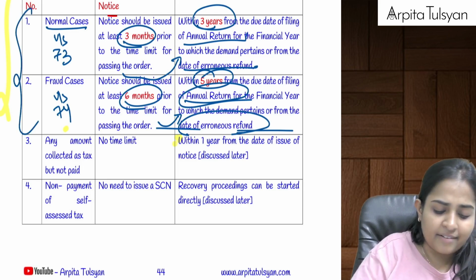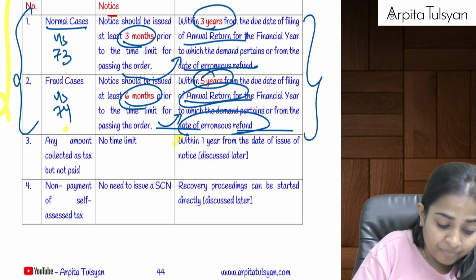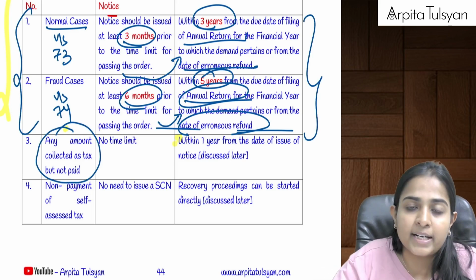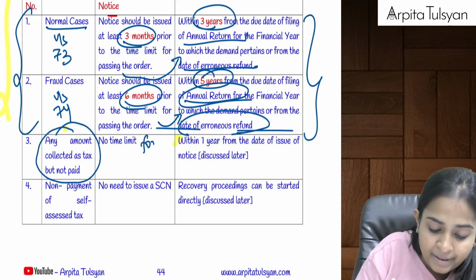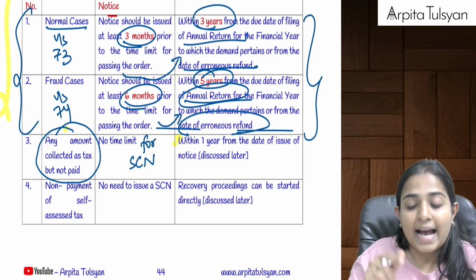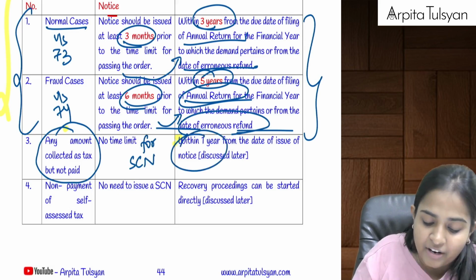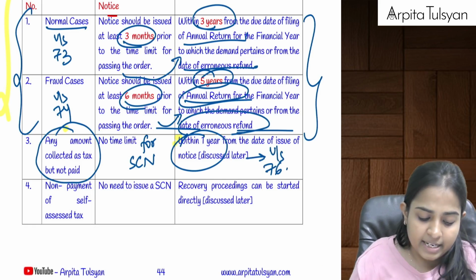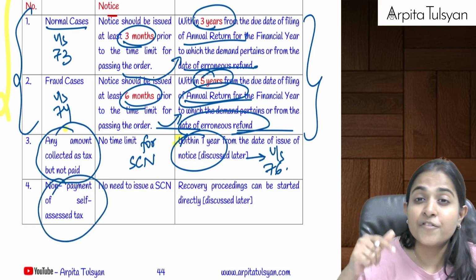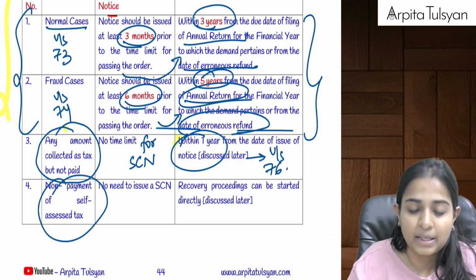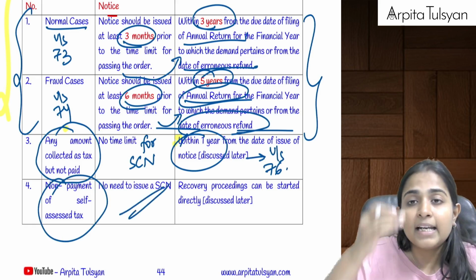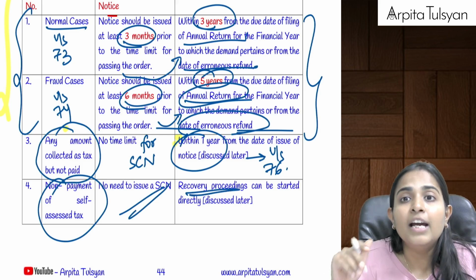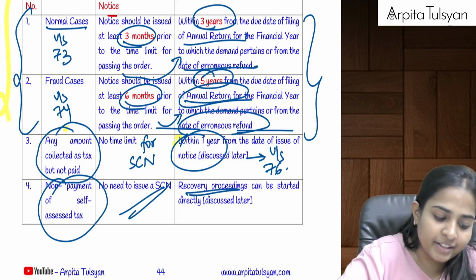Now, for 73 and 74, we had already completed. Any amount collected as tax but not paid, the section that we are doing now, that is section number 76, there is no time period for issue of show cause notice. But as soon as the show cause notice is issued, within 1 year, you have to pass the order. This is discussed later under section 76. In case of non-payment of self-assessed tax, that is the GSTR 1 and 3B difference, there is no need to issue the show cause notice. Directly they can start the recovery proceedings. Are you clear with this?